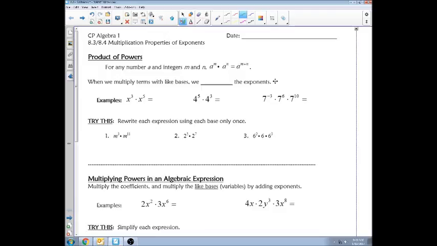This lesson is for my Algebra 1 class. It is 8.3, 8.4, Multiplication Properties of Exponents. Today we're going to explore how we multiply and raise exponents to other exponents.